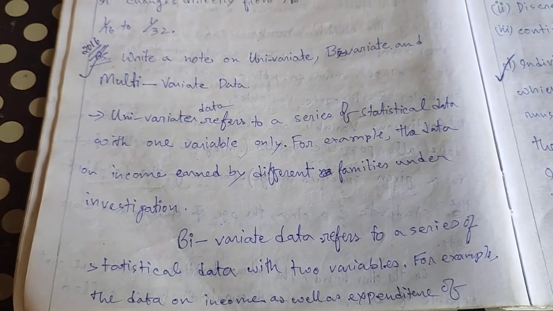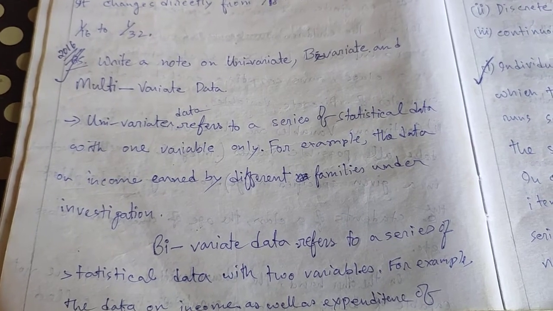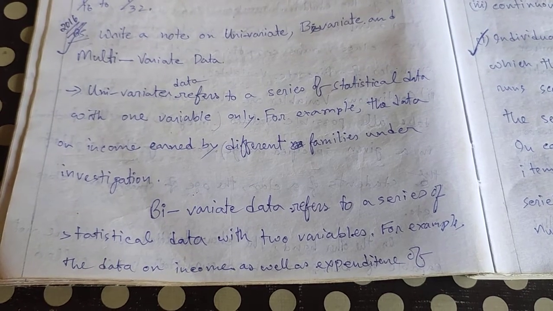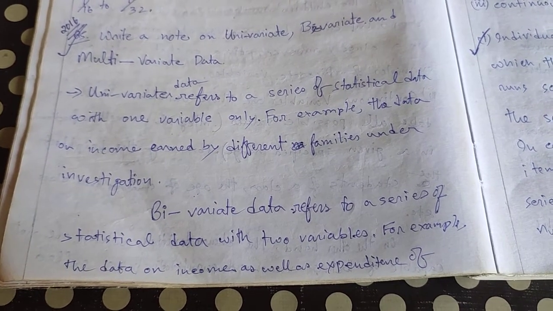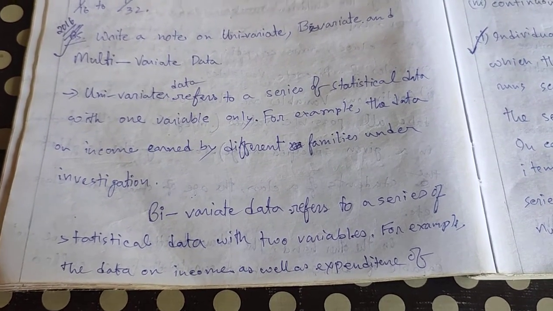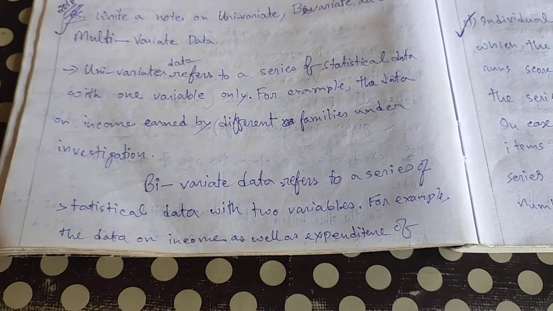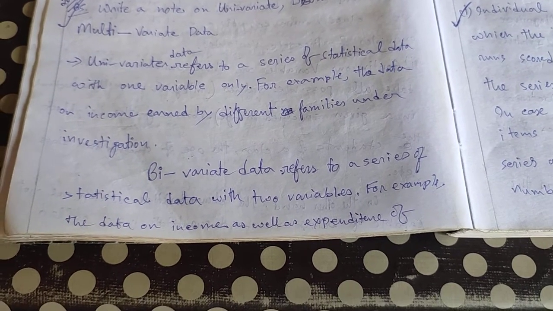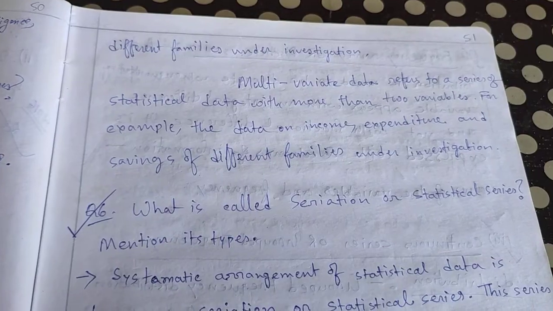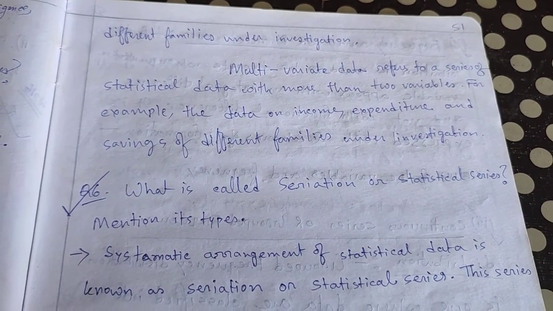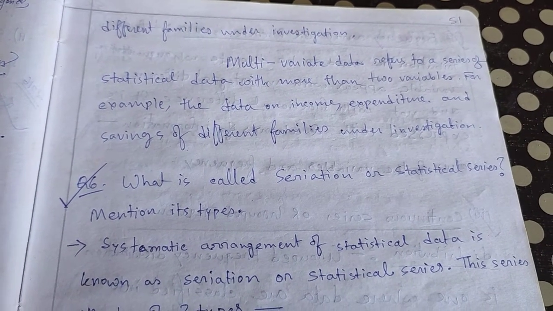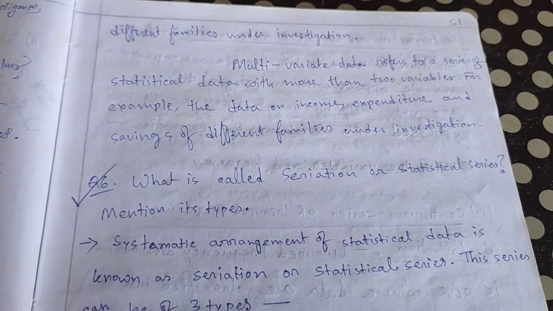নেক্সট কোয়েশ্চেন দেখো, খুব ইম্পর্টেন্ট, কোয়েশ্চেন নাম্বার 5 এর পার্সপেক্টিভে, write a note on univariate, bivariate and multivariate data. ঠিক আছে, তো univariate data refers to a series of statistical data with one variable only. For example, the data on income earned by different families under investigation. Bivariate data refers to a series of statistical data with two variables. For example, the data on income as well as expenditure of different families under investigation. Number 3 দেখো, multivariate data refers to a series of statistical data with more than two variables. For example, the data on income, expenditure and savings of different families under investigation.